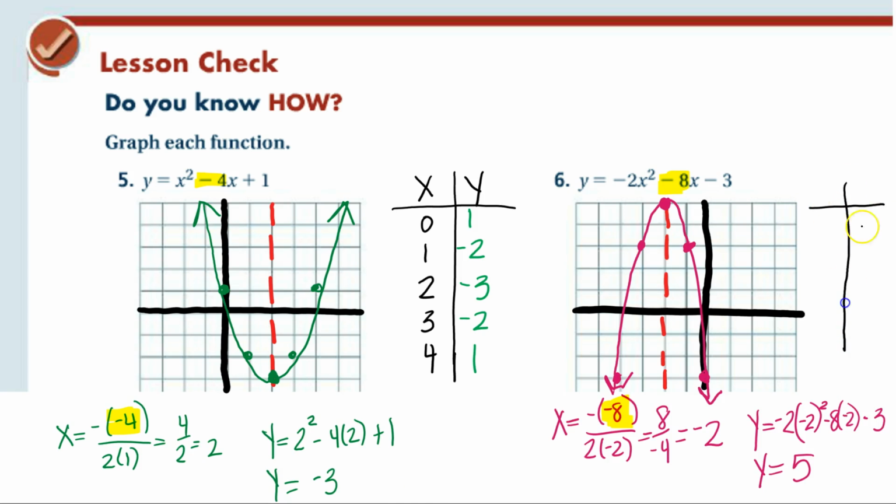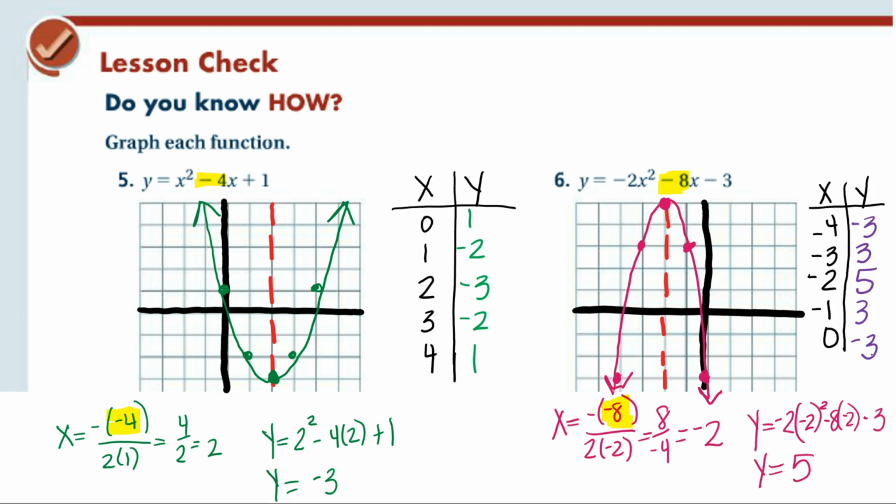So my t-chart, if -2 is my vertex, then to the left of that would be -3 and -4, and to the right -1 and 0. So at -2, my y value was 5. At -3, it was 3. At -4, it was -3. And that would be my t-chart to help me graph.